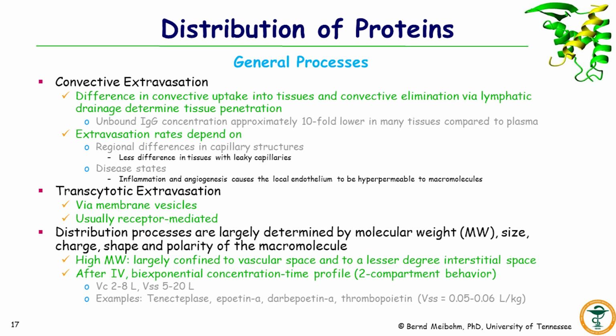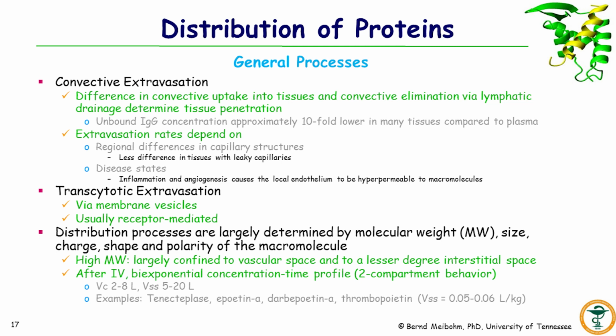For example, in those tissues with leaky capillaries, you have less of a concentration difference between the interstitial space and the plasma. And then, of course, you have disease states where the permeability of the endothelium may be changed, like inflammation and angiogenesis, where the local endothelium becomes hyperpermeable to macromolecules, and by that also extravasation is more effective.